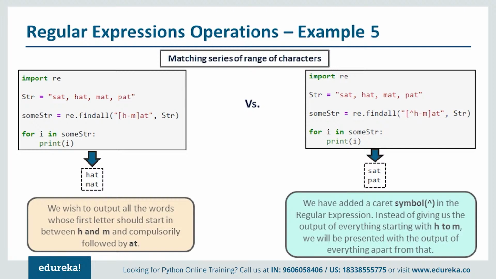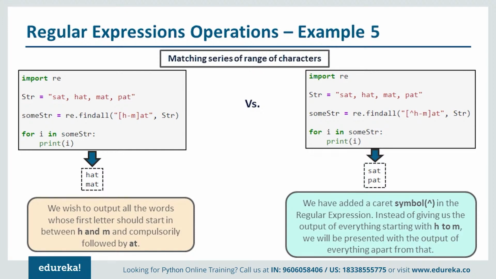So hat and mat are picked up there, but we can also use the caret symbol on the left-hand side, which will do the reverse. In this case, a character which is not present between H and M will be picked up and given back to you. So you can see that sat and pat will be displayed, and hat and mat will not be displayed here. So you can give the matching series at any moment if you feel that you cannot simply hard code what the different characters should be, because you cannot simply say A, B, C, D, all these characters till Z in the regular expression.